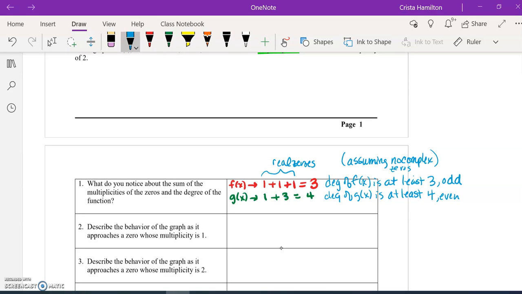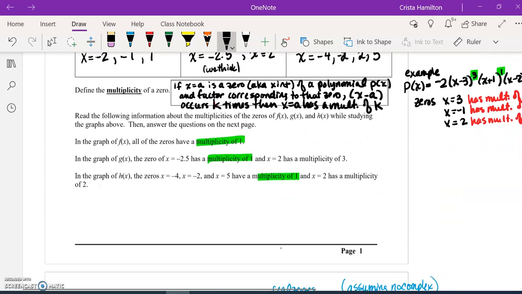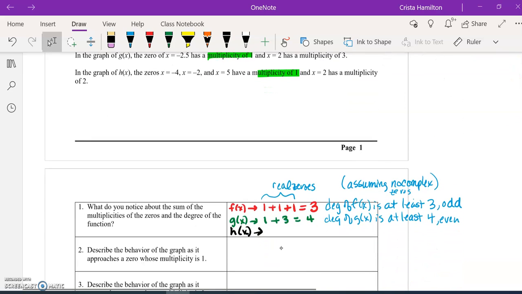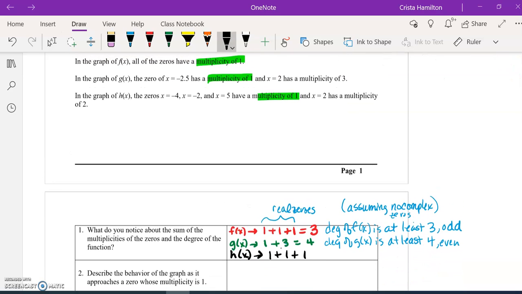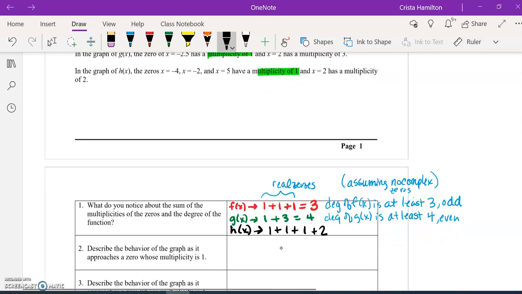All right, so let's take a look at h of x, our last one there. I'm just going to change this back to black. And so on that one, what did we have? We had the zeros. We had 3 of them that were singles, so 1 plus 1 plus 1. And then we had one that had a multiplicity of 2. So that's going to equal 5.